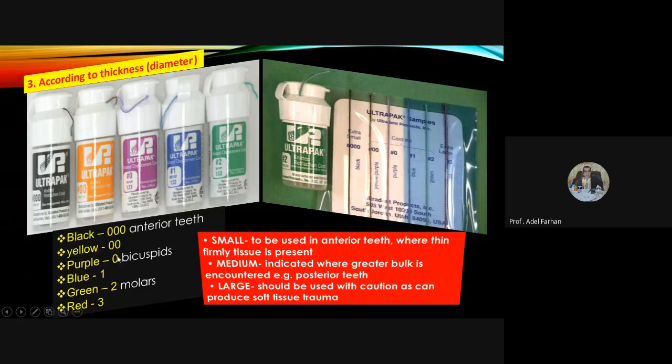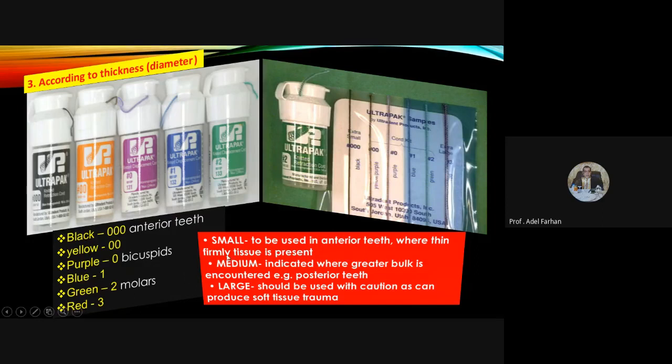اوكي، ال 0 and 1 دايمتر مالته اكثر من 30. اوكي، most of the time it's used for bicuspid و 30 و 0 used for anterior. And we have the green and red اللي هي large diameter واللي هو اكبر شيء اللي هو يتراوح بين 0.076 الى 0.086. هذا الدايمتر we use it for the molar.